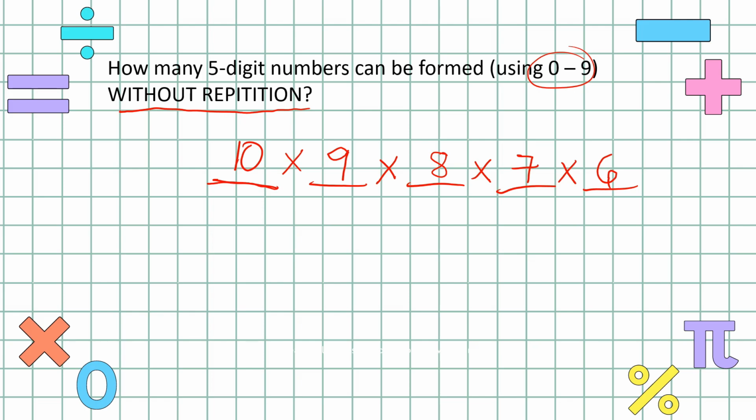Alright, so therefore, we have 10 times 9 times 8 times 7 times 6. That's a total of 30,240 options, or possible combinations or outcomes.